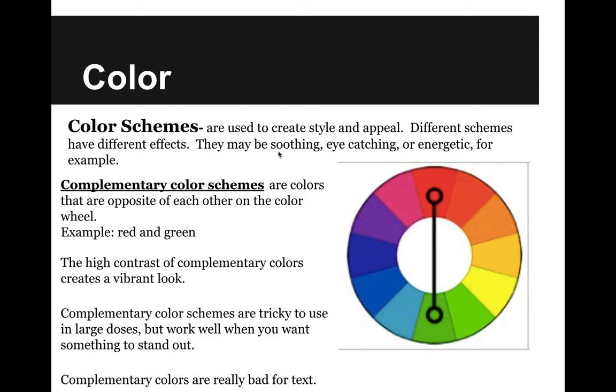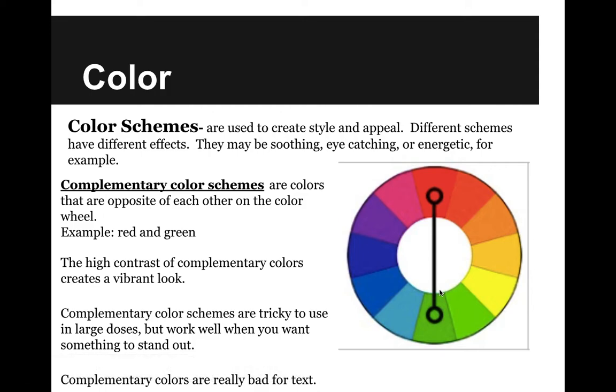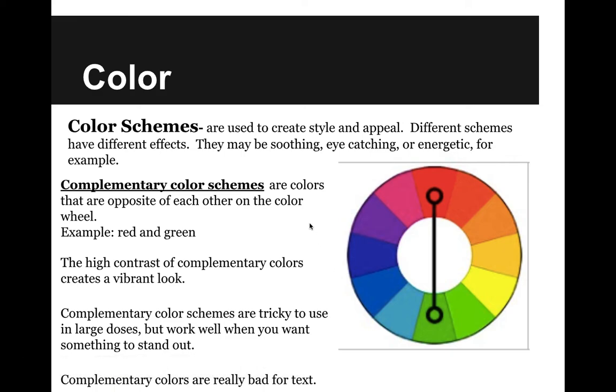Complementary color schemes are opposite of each other on the color wheel, like red and green. They create a very vibrant look. They have high contrast. And there's a reason that we see them in sports teams' uniforms. We see them at Christmas time. We see them in ads a lot of the time because they're super eye-catching. But they have some negative effects as well. So you don't want to use them in text.